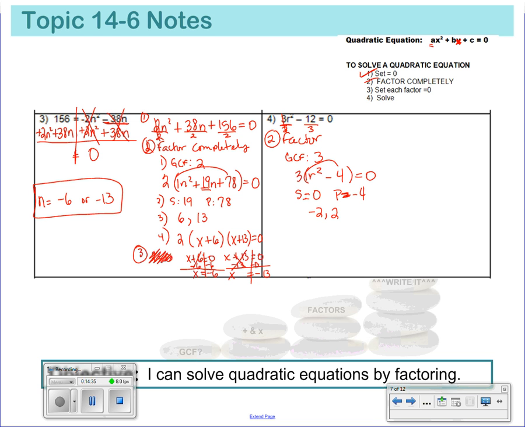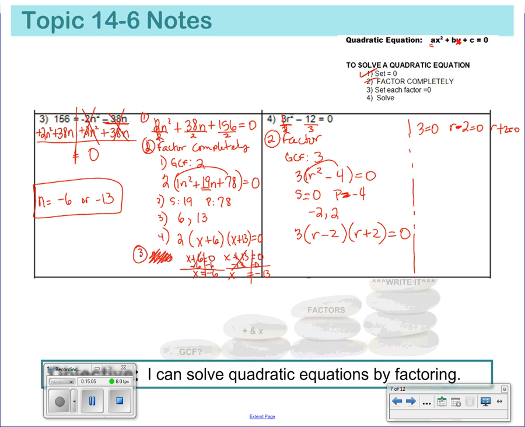Last but not least, we need to rewrite it. We have our GCF. This time I'm going to use the correct variable. And our factors were negative 2 and positive 2. Again, this is now equal to 0. We have factored completely. In order for this to be equal to 0, we take each factor and set it equal to 0. So we have 3 is equal to 0, that's out front. r minus 2 is equal to 0, and then r plus 2 is equal to 0.